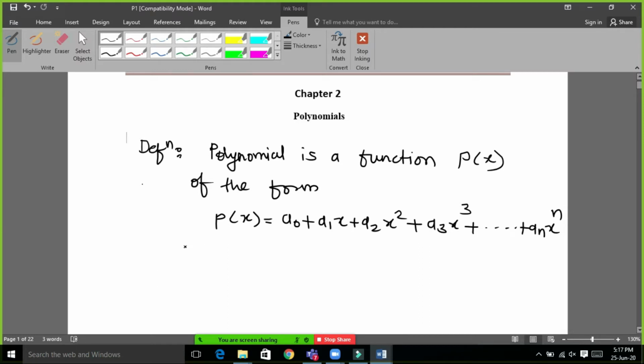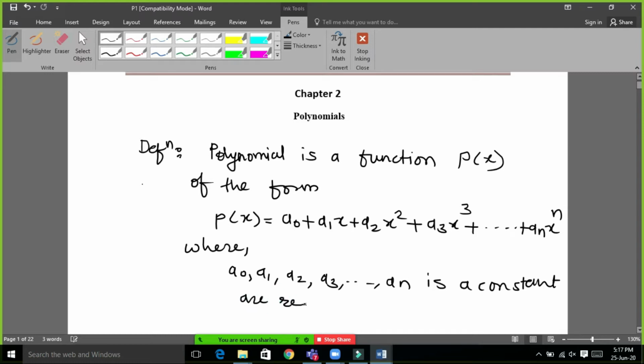So what are a0, a1, a2, a3, an here? a0, a1, a2, a3 up to an are all real numbers. Each is a constant and a real number. They are also called coefficients of the polynomial.